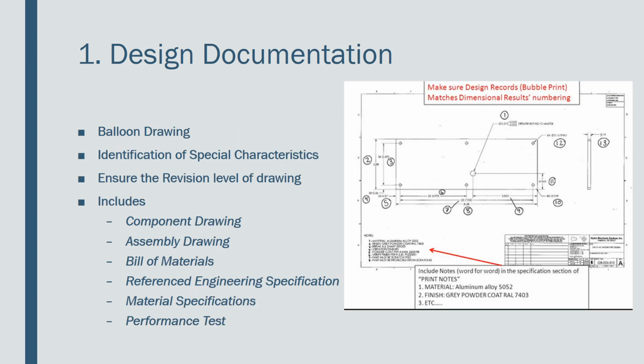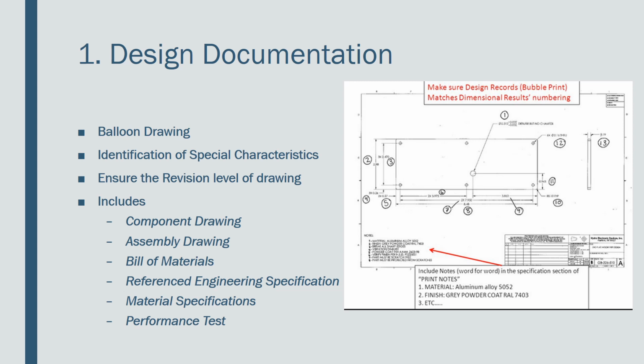Design documentation includes the balloon drawing, identification of special characteristics, and ensuring the right revision level of the drawing is being used. It also includes the component drawings, because some companies produce assembly parts or machined parts. For that, there are some sub assemblies, and in a sub assembly there are child parts. So the availability of those drawings needs to be checked.